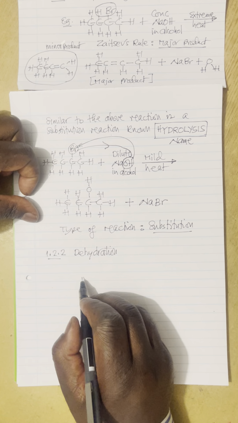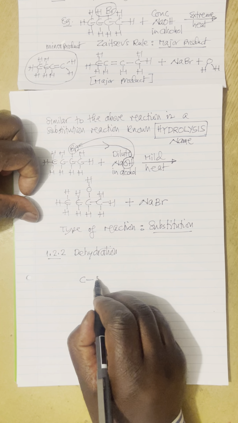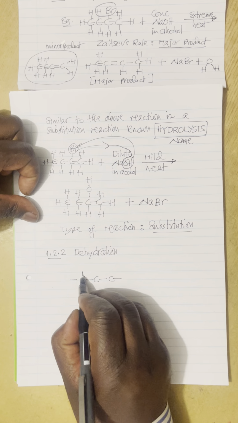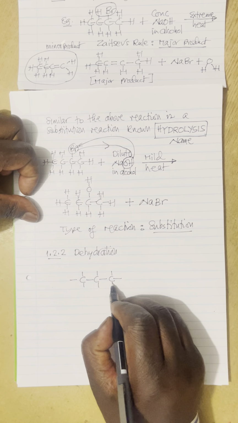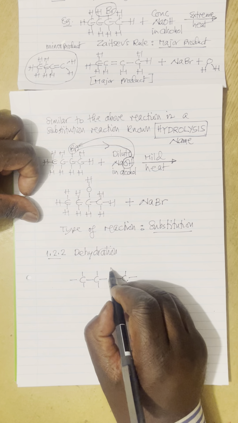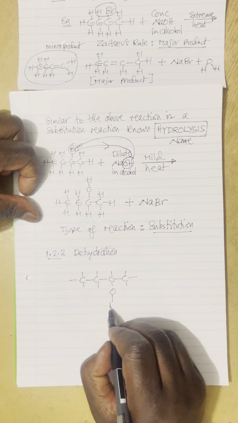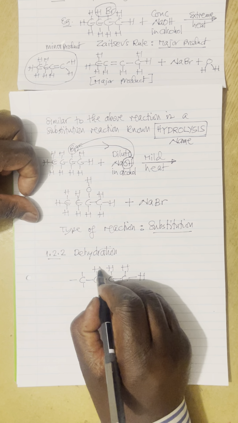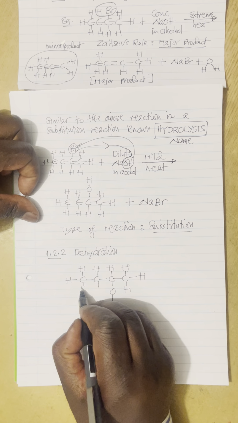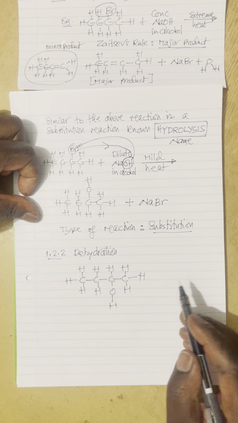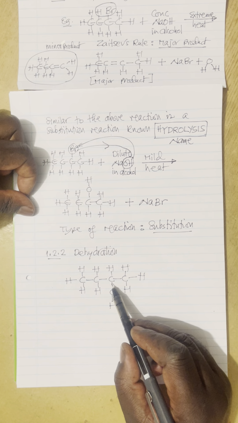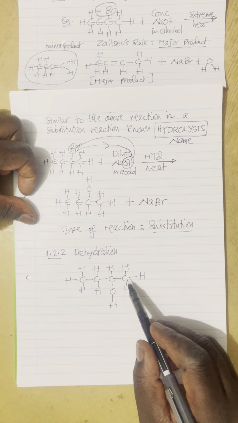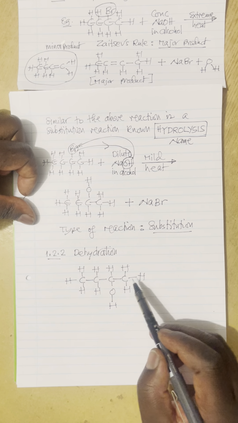Removal of water. Let's just give a simple example here. Suppose I had this one here. Again, I'm going to emphasize Zaitsev's rule so that at least that point is driven home. If this is what I had, the OH group is on carbon number 2, and we have 1, 2, 3, 4 carbons in the main chain there. Then this would be butan-2-ol.